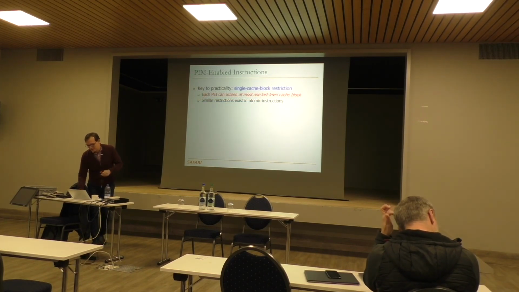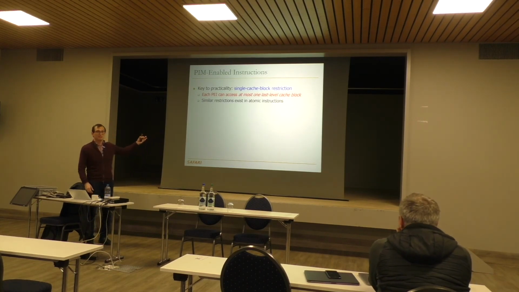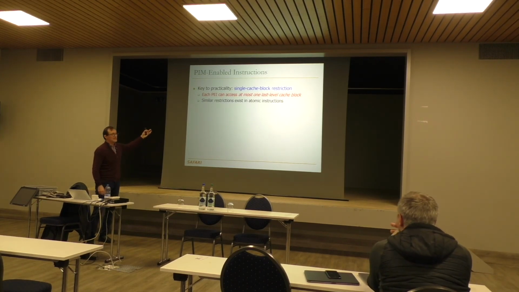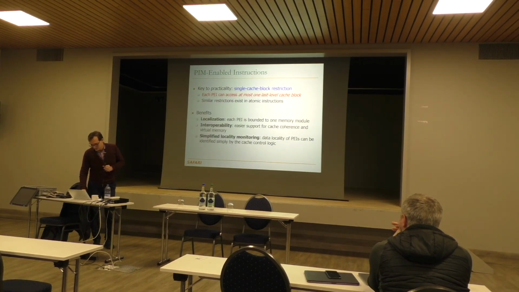Okay, so this is the key to practicality. You have a single cache block restriction. Of course, this makes things more practical, but this also reduces the benefit. Ambit operates on huge amounts of data, right? 8 kilobytes or more, but this one operates on a single cache block. Okay, I'm going to skip that.